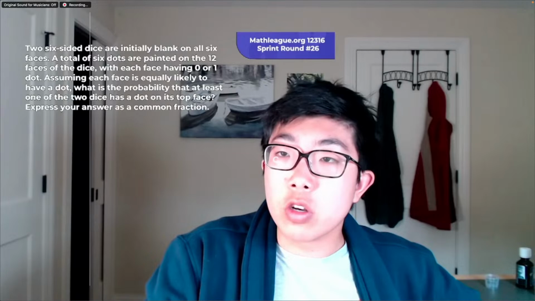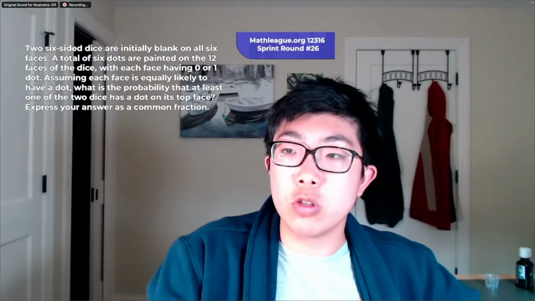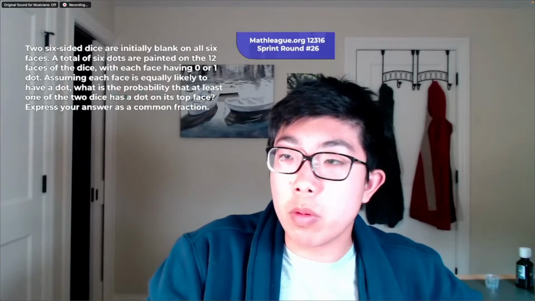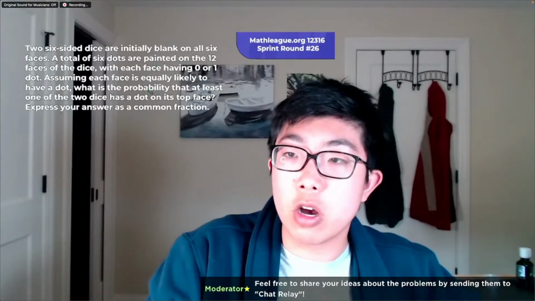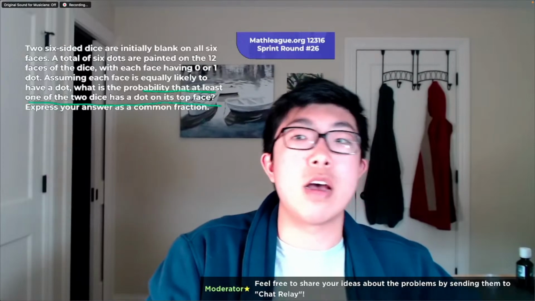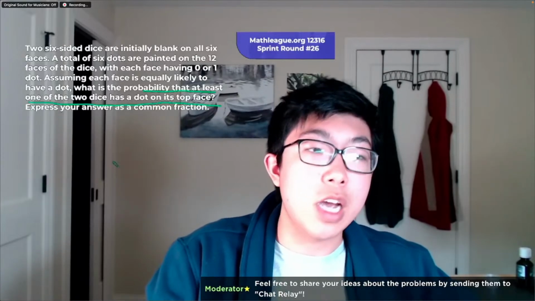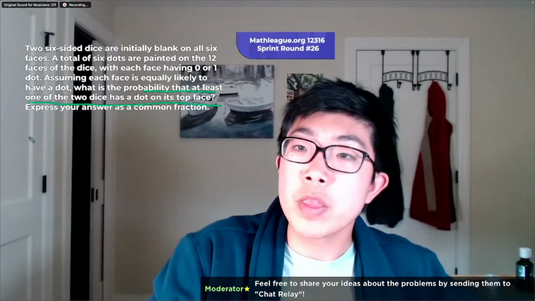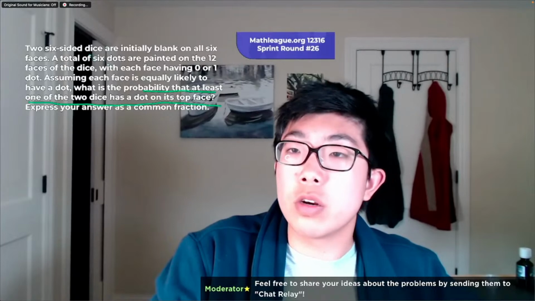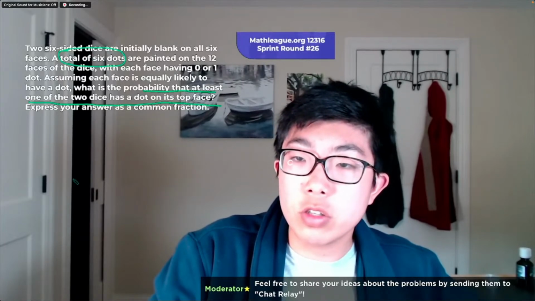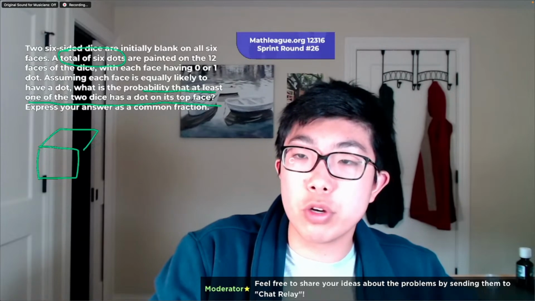All right, so one of the ways to do this is to use complementary counting, where instead of counting the probability that at least one of the dice has a dot on its top face, we count the probability that neither of these dice has a dot on its top face, and then we subtract that from 1, because probabilities have to add up to 1, right? Another important thing to note here is that there are a total of 6 dots.